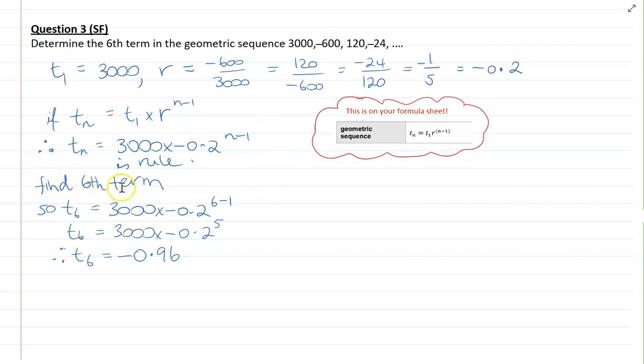From there, to find the sixth term, you're simply using the rule you've created. Our sixth term, substituting in n is 6, means that we end up with -0.96 as our sixth term in that geometric sequence.